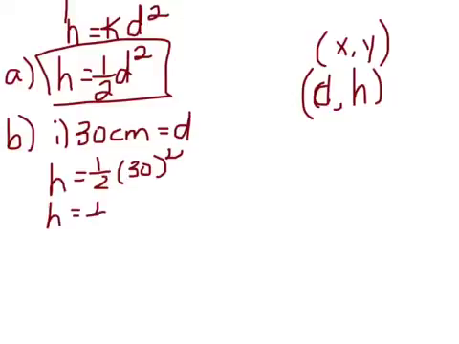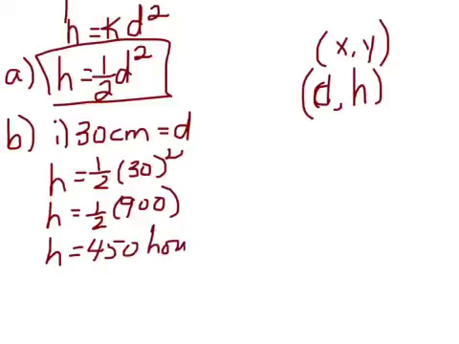So what's 30 squared? 30 times 30 is 900, right? What's half of 900? This will serve 450 houses.